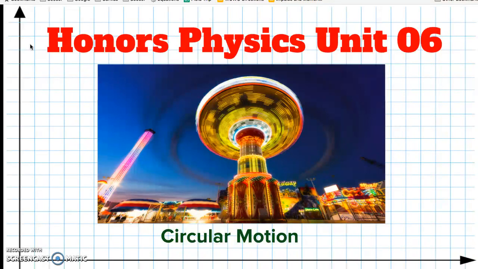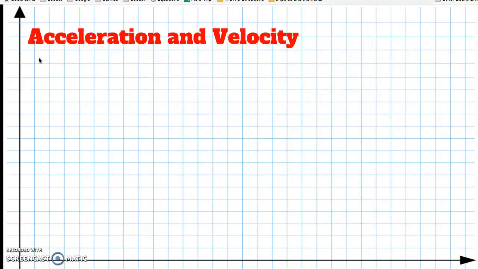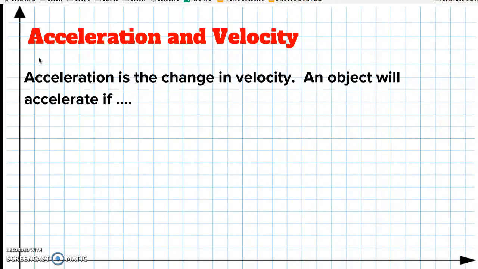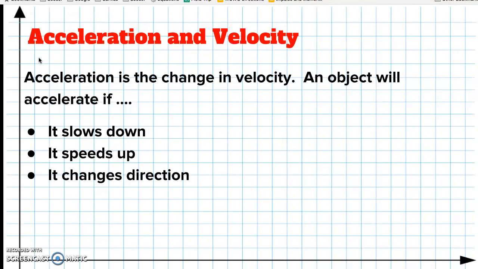And when we talk about the physics of circular motion, we have to think a little bit about acceleration and velocity. So first of all, acceleration is the change in velocity. So an object will accelerate if any one of three things happens. If an object slows down, then its velocity changed and it accelerated. If it speeds up, the velocity changed and it accelerated. And if it changes directions, the velocity has changed and so it has accelerated. So you can accelerate by speeding up, slowing down, or just changing the direction of an object's motion.